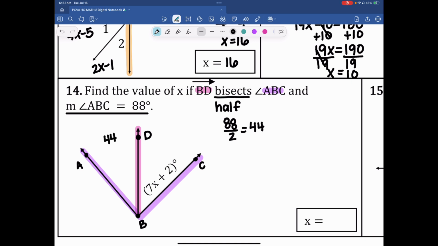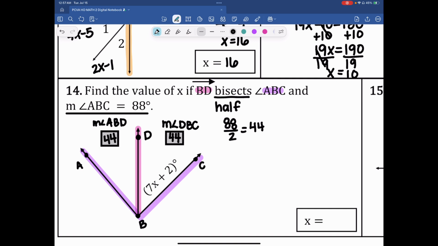So that means that ABD and DBC both equal 44 because it splits it in half. That means they have to be the same angle. So again, if I write this, I'm going to put M, which means measure, of angle ABD, because it goes in order, and the measure of angle DBC, they're both equal to 44.